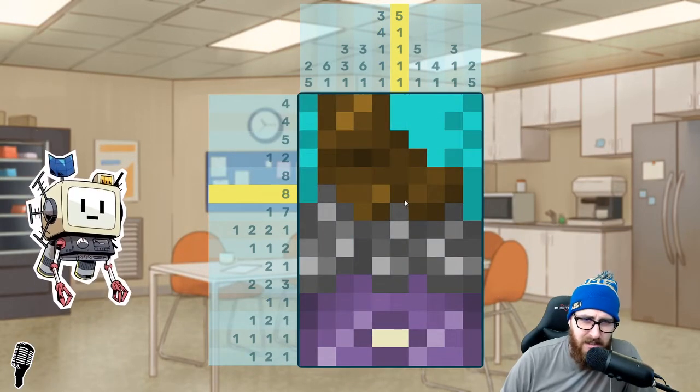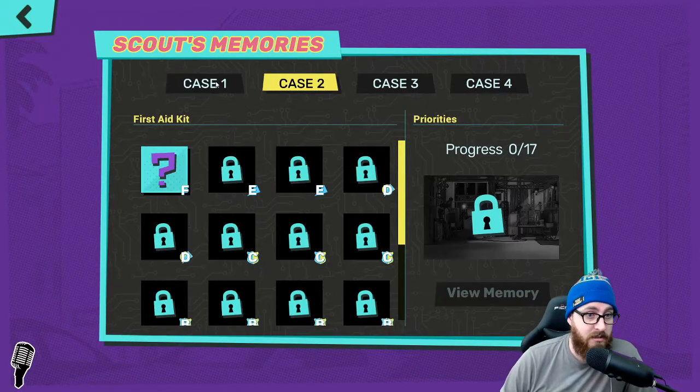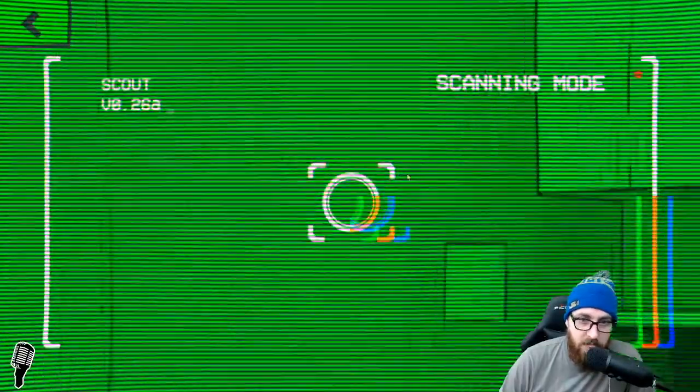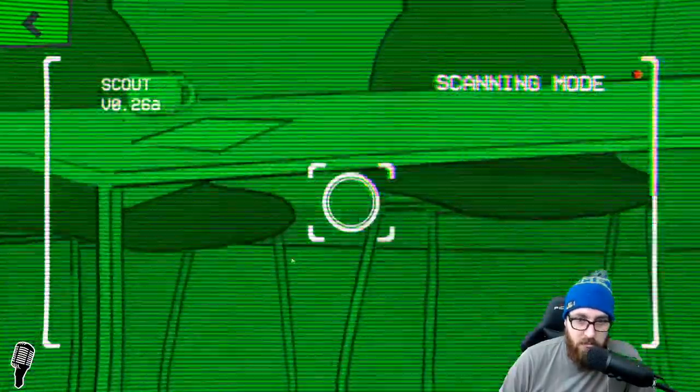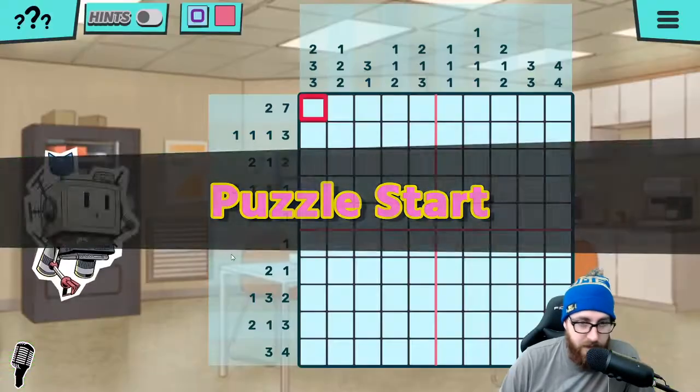Cupcake? Candy bar. Same thing, right? Okay. Cool. What else do we got? Something on the ground over here?